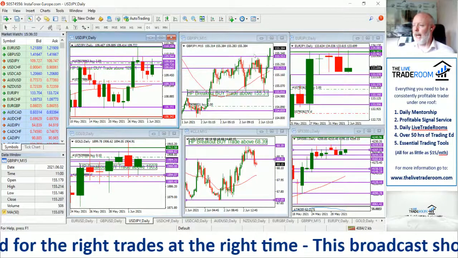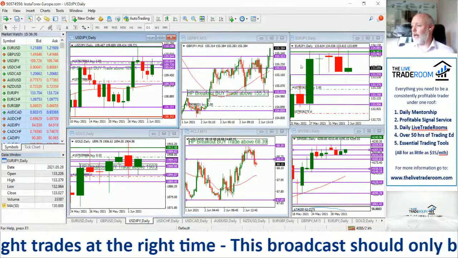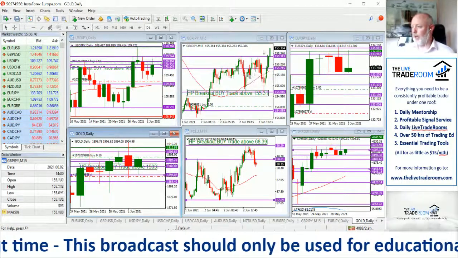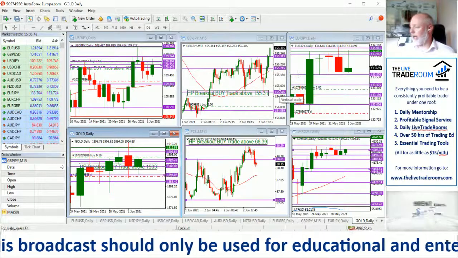There's a viable trade here right now in the pound yen, which we're already in to the upside. So hopefully we get a nice move in that market as well.